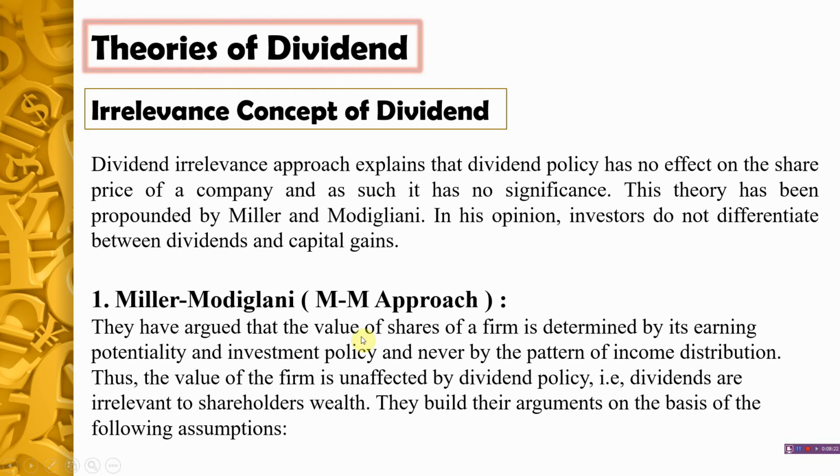So they have argued that the value of shares of a firm is determined by its earning potential, how much earning potential that firm has, and investment policy, and never by the pattern of income distribution. So what they have argued is that the value of shares of a firm is determined by earning potential and investment policy, not by the pattern of income distribution, how it is distributing the income.